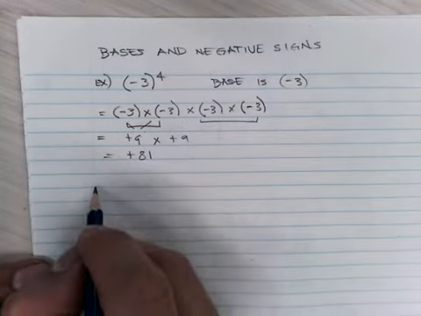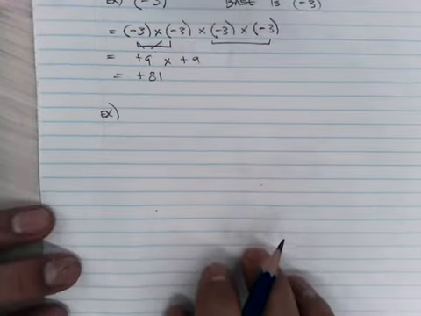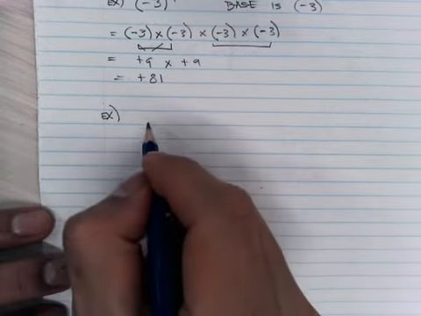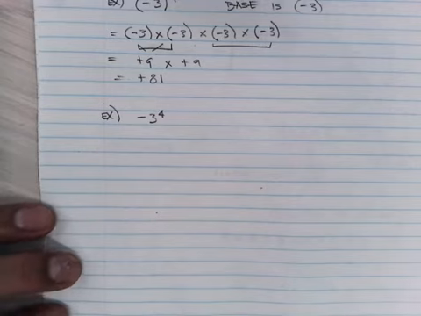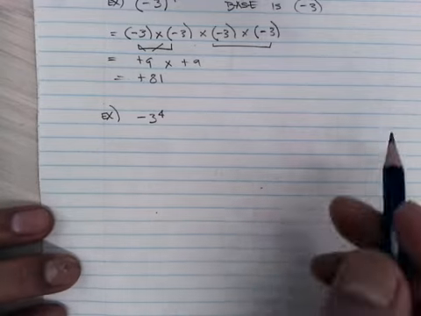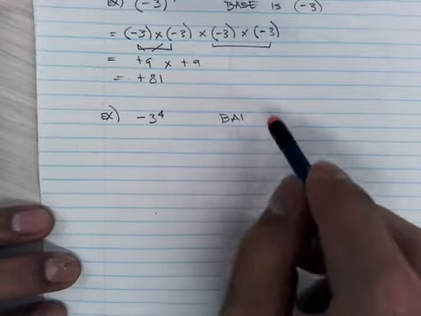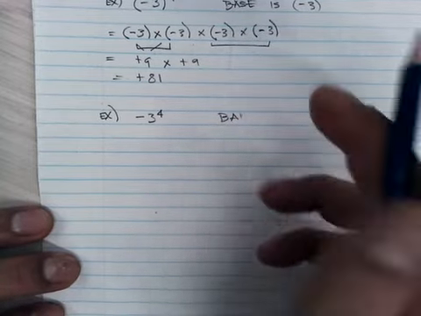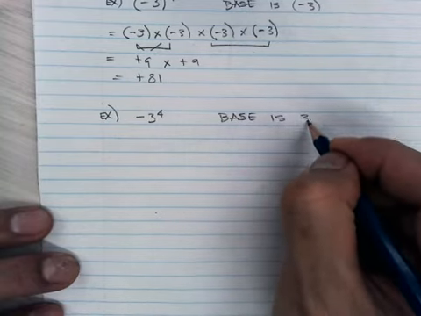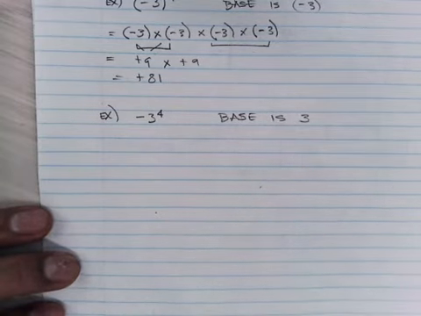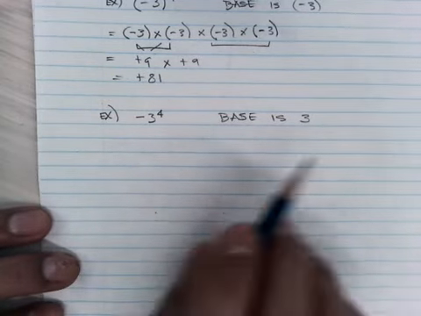Next example. Okay. What happens if you don't have a bracket around that negative 3? Well, in this case, the base is not negative 3. The base is simply just 3. Now, I know what you're thinking. Well, what about that negative? Well, I like to call him just a hangers on.